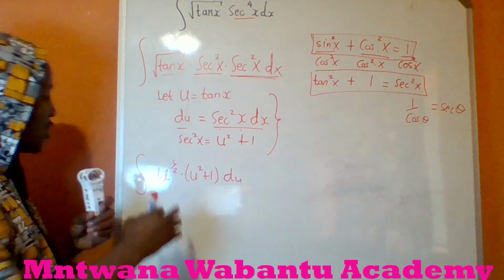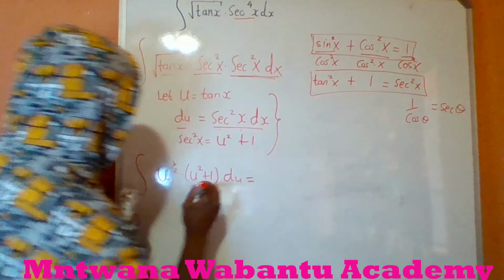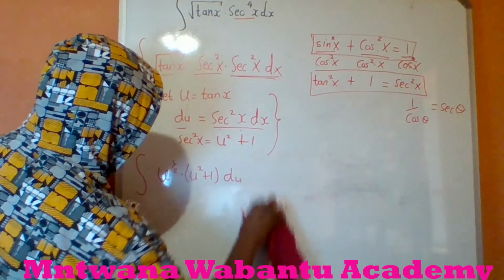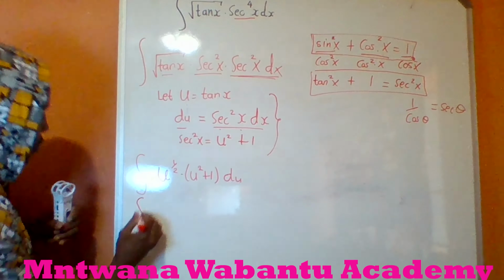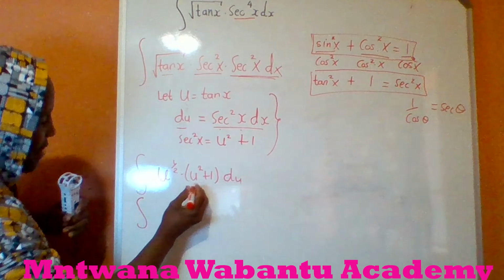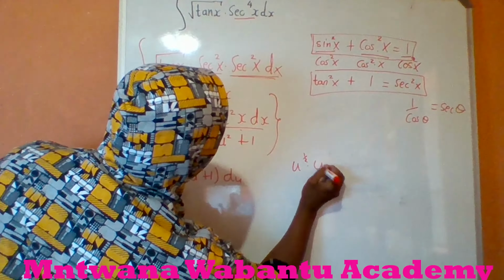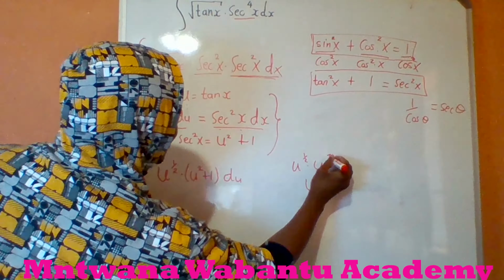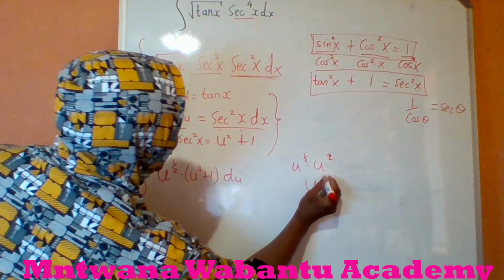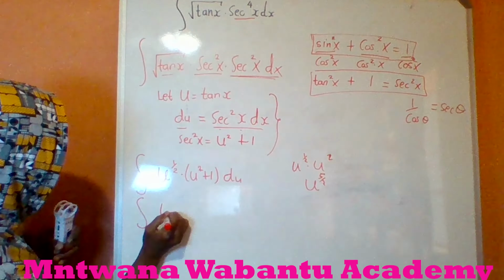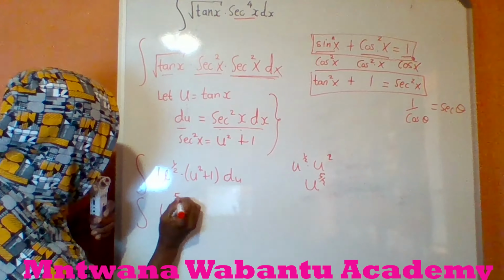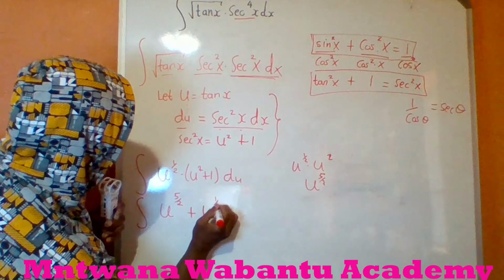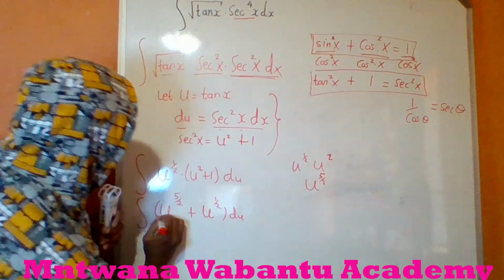So now what we're going to do, we're going to multiply this out, so it's going to be integral u to the half times u to the power 1. When the bases are the same, you write only one base and then you add the powers. Excuse me, this is 2, my apologies. So a half plus 2 equals 5 over 2. So this is going to give us u to the 5 over 2, and then plus u to the half times 1, which is u to the half, and then du. So what we're going to do here, we're going to integrate.